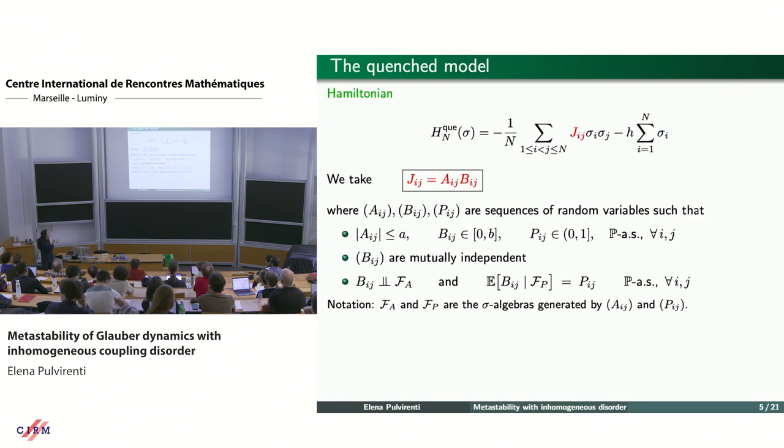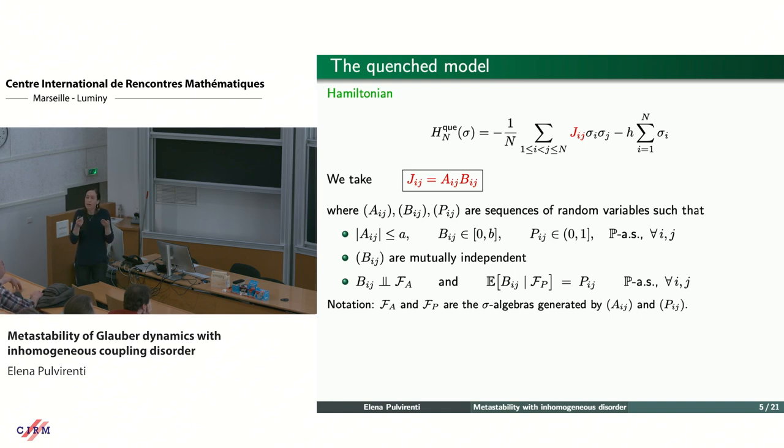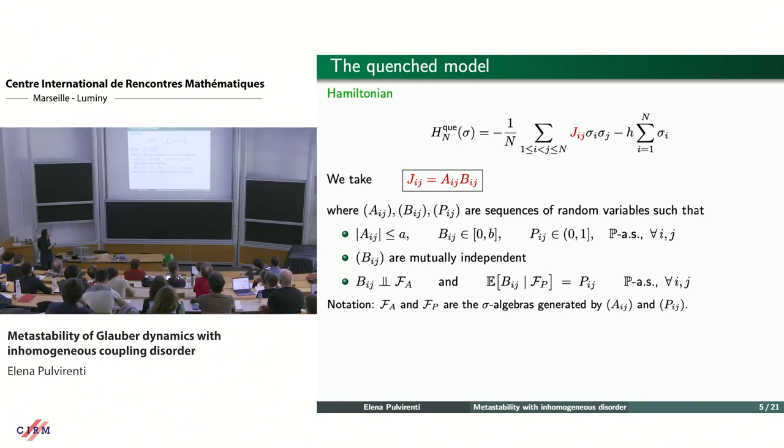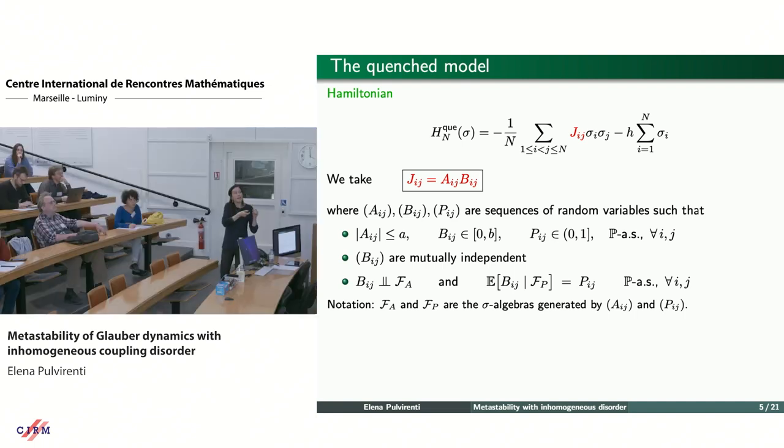So how do we choose J_ij? So the point is that we are interested in doing a partial annealing of this model. This means that we want to take J_ij to be random as a product of two different kinds of random variables, the A random variables and the B random variables. And it's going to be clear why we want to do that. Now, the choice of these sequences of random variables, it's a bit technical, okay? So they have to satisfy some constraints. In particular, they must be bounded, the B_ij must be mutually independent with each other, and independent from the A variables, while the A variables are also allowed to be dependent.